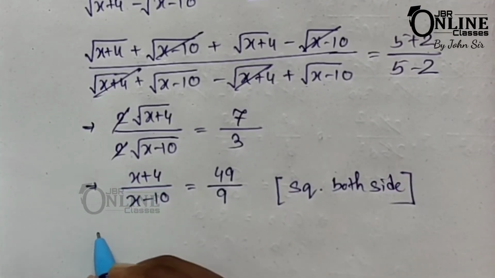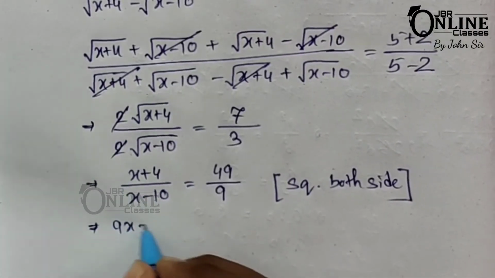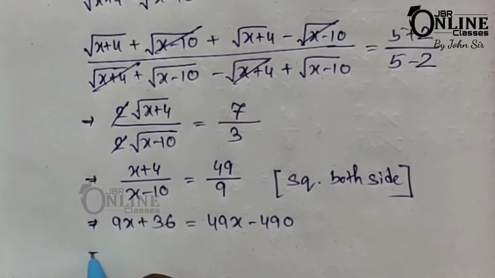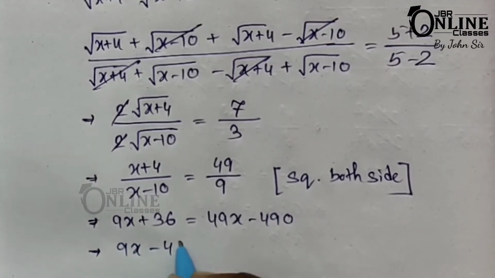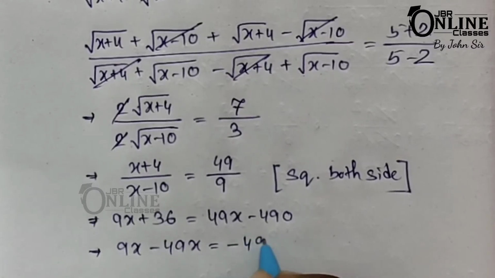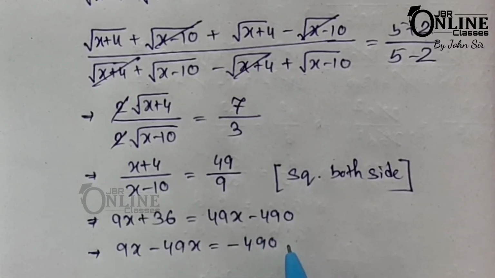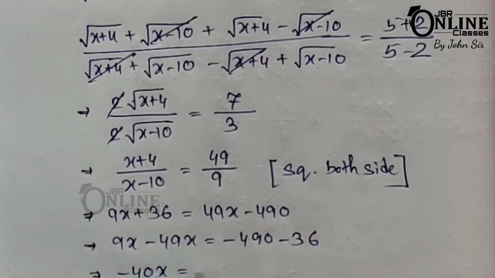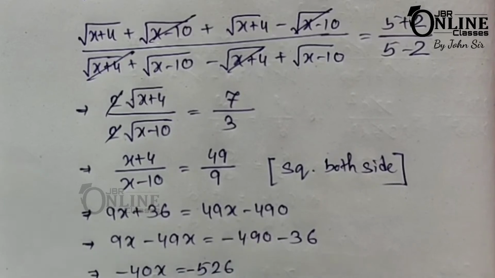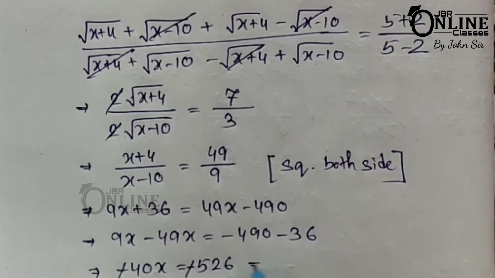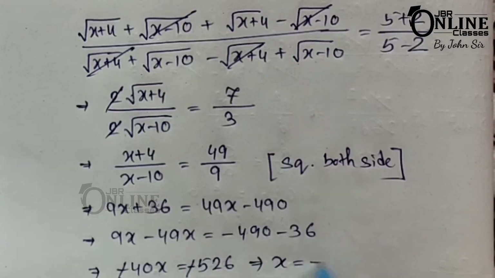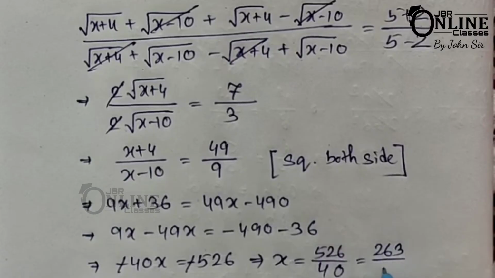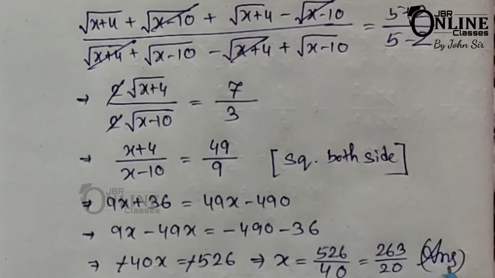So here now you can cross multiply. So cross multiply, it will be 9x plus 36 equals 49x minus 490. So 9x minus 49x equals minus 490 minus 36. Okay, so here minus 40x equals minus 526, minus cancels out. So finally x equals 526 divided by 40, and that equals 263 by 20. So that is the answer.